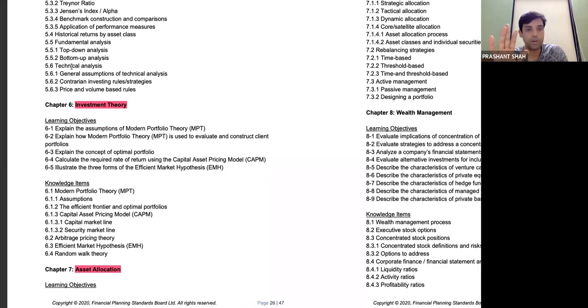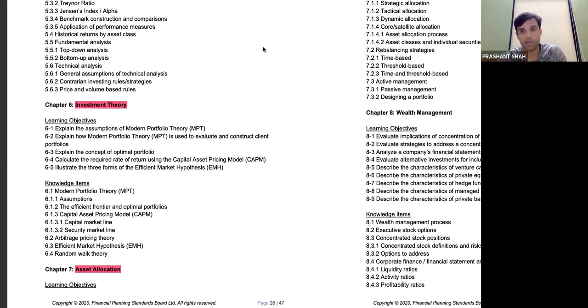Now, investment theory. This is there in the exam always. So you would be studying Markowitz's modern portfolio theory, William Sharpe's capital asset pricing model, efficient market hypothesis. Expect short questions from this. Padh lena hai aapko ye.